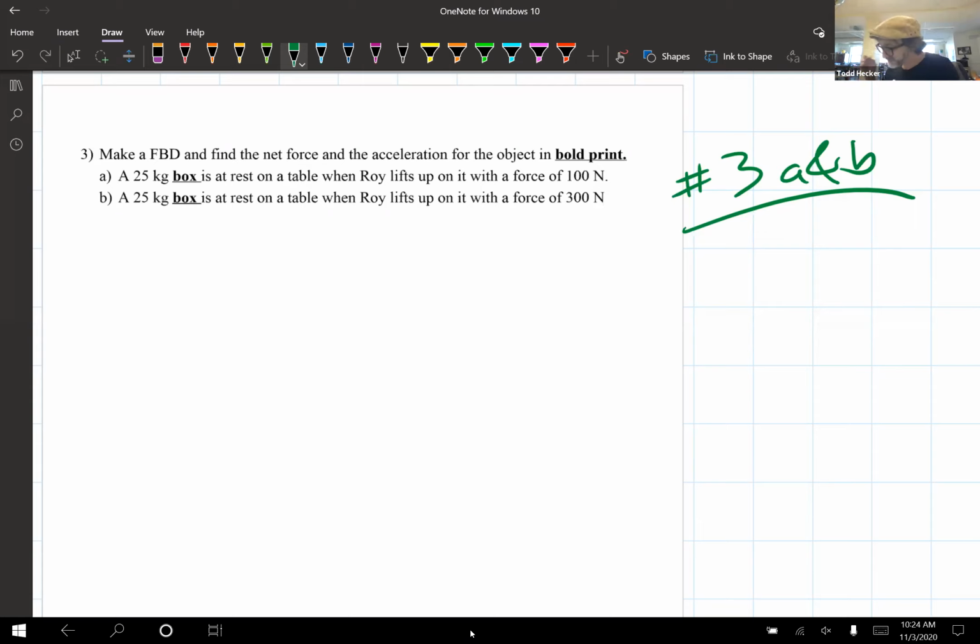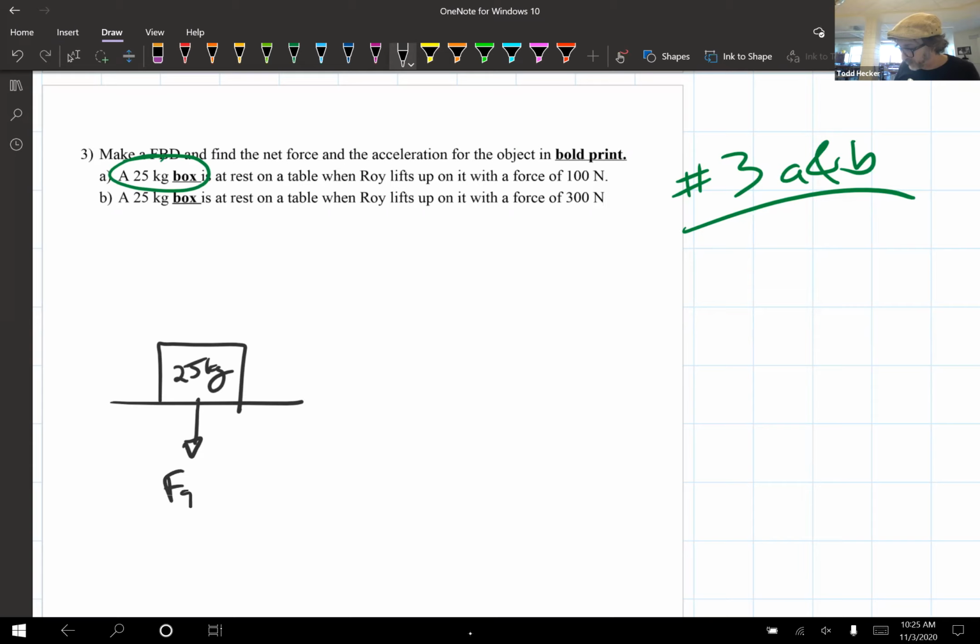All right. So it says make a free body diagram and find the net force and the acceleration for the object in bold print. First of all, we've got a 25 kilogram box. Before we get to the problem, let's suppose that we just had the 25 kilogram box sitting on a table. Here's my 25 kilogram box. When you make a free body diagram, you always start with your force of gravity. So our force of gravity is going to be 25 times negative 9.8, that's negative 245 newtons.